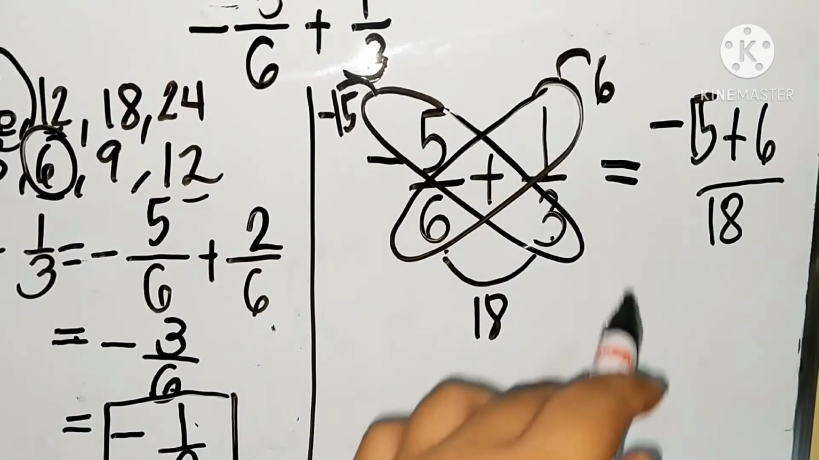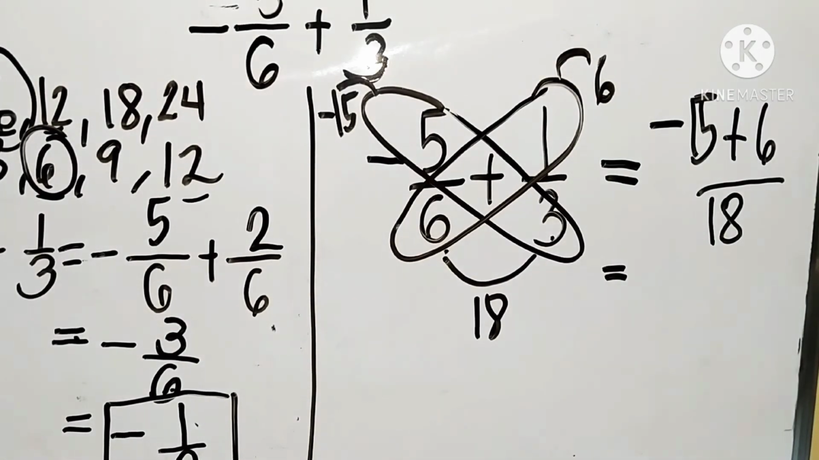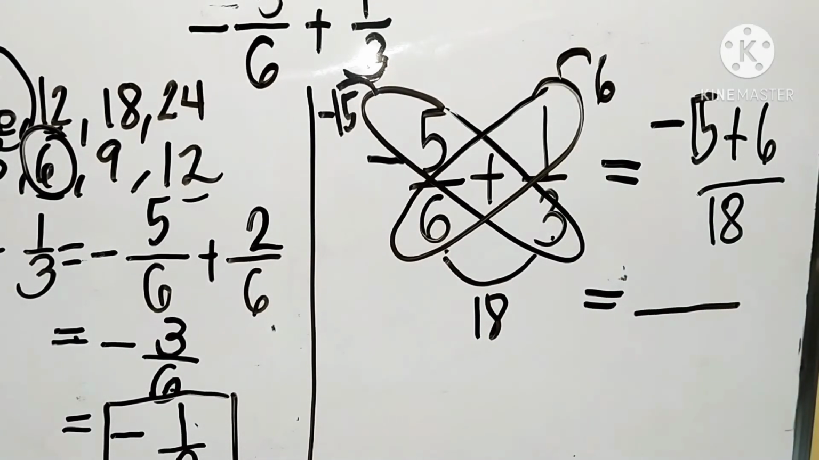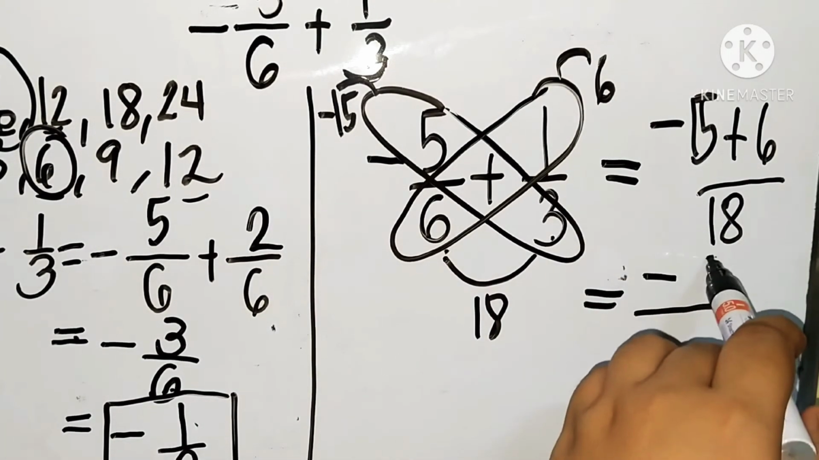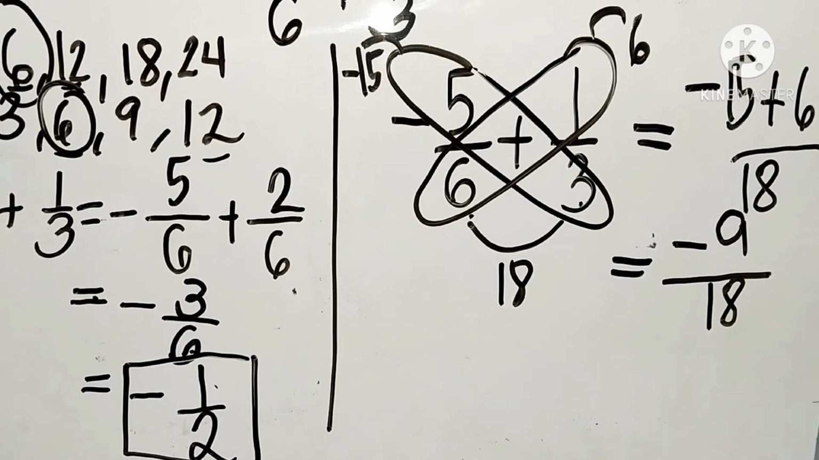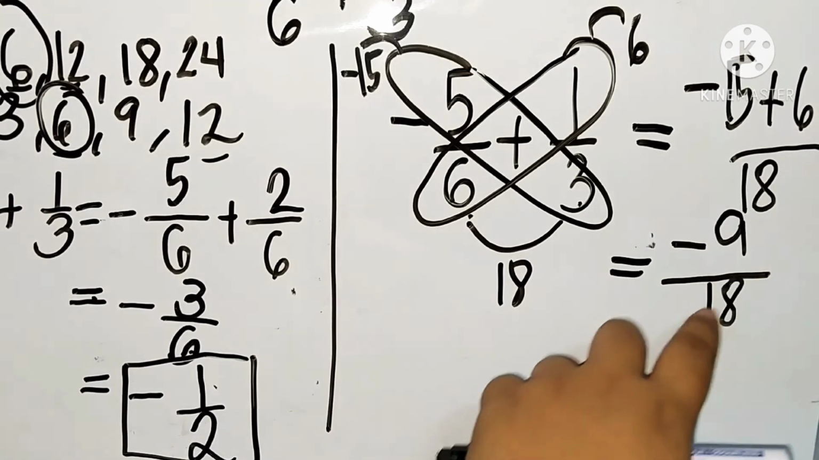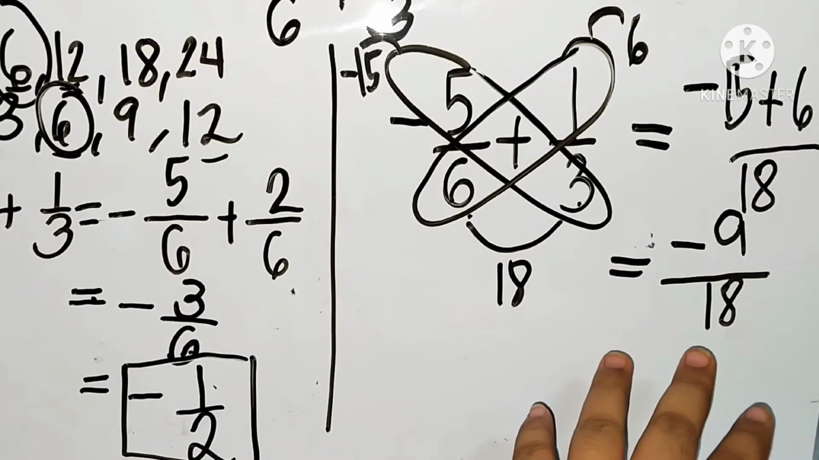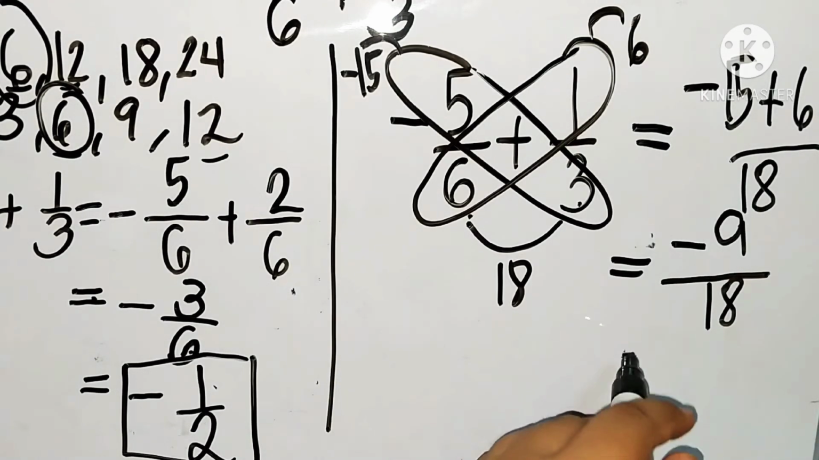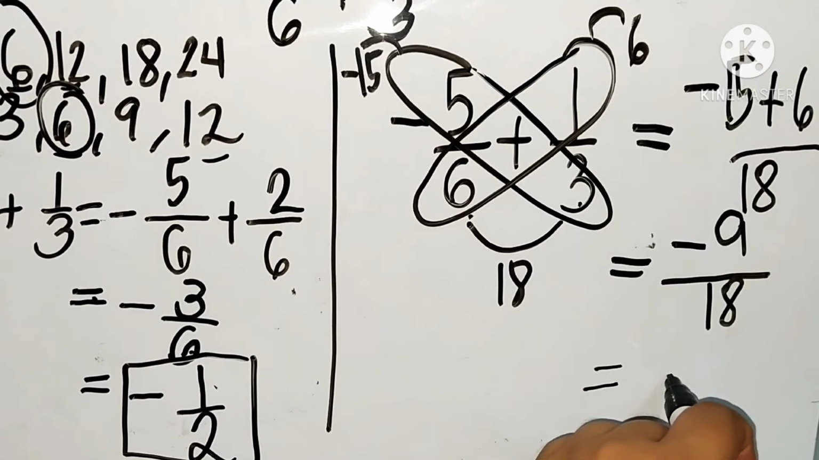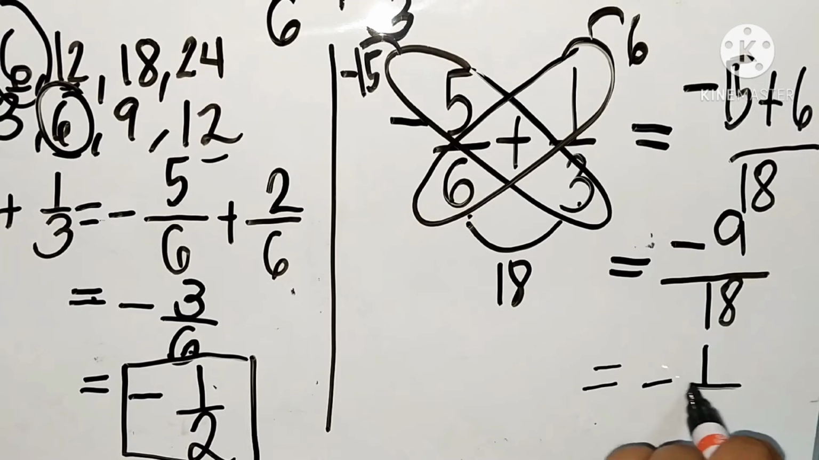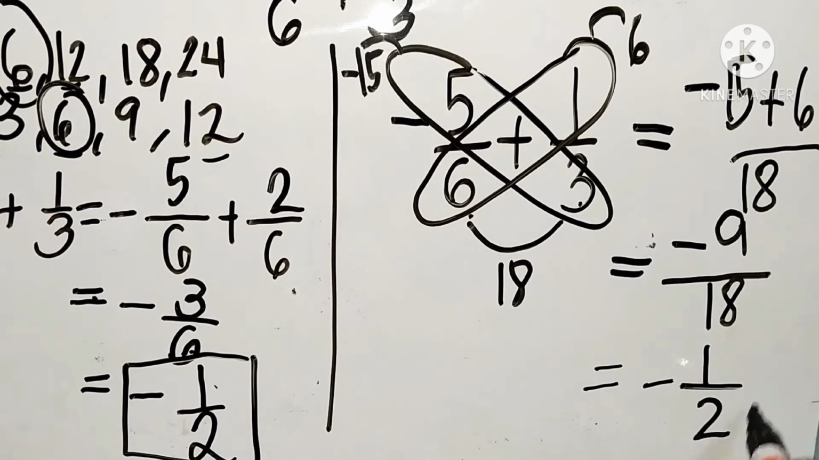And then, let's add according sa rule in adding integers and in adding similar fractions. Negative 15 plus 6, so it will become negative 9 over 18. And as you can see po, yung 9 at saka 18 ay may common factor. That is 9. So, pwede natin siyang i-express into lowest term. So, magiging negative 9 divided by 9 is 1, and 18 divided by 9 is 2. So, we have negative 1/2.